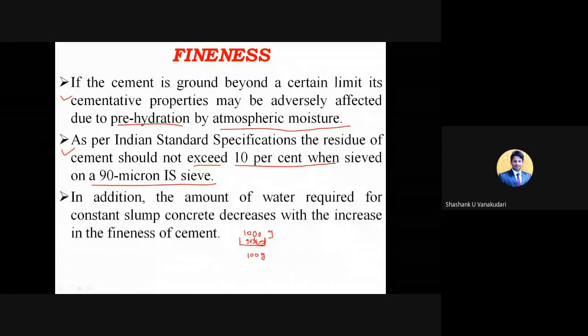Okay, so whatever residue you are getting, I mean the particles which are larger than 90 microns, that gives the condition. It should not be more than 10 percent of the original weight. Clear? And in addition, the amount of water which is required for constant slump concrete decreases with an increase in the fineness of cement.